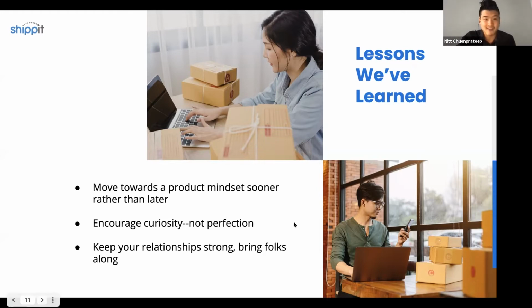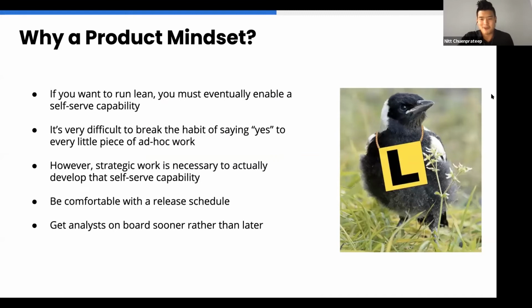So why a product mindset? I put this little picture of this ridiculous magpie for learner's plate because I think it's adorable, but also because I think it's hard to learn this. Eventually, if you want to run a bit lean and make sure you have enough resources for what you need to do, you have to enable self-serve somehow. The way we try to enable self-serve is through a set of DBT transforms and Looker. However, even with that self-serve ability, and I've got 81 people accessing it a month, which is amazing, it's really difficult to break that habit of saying yes to every little piece of ad hoc work.